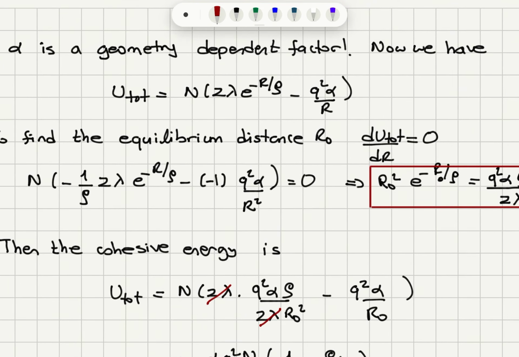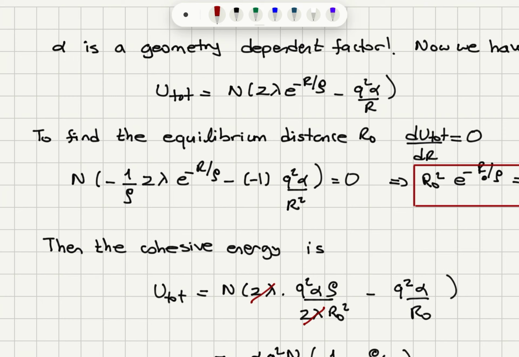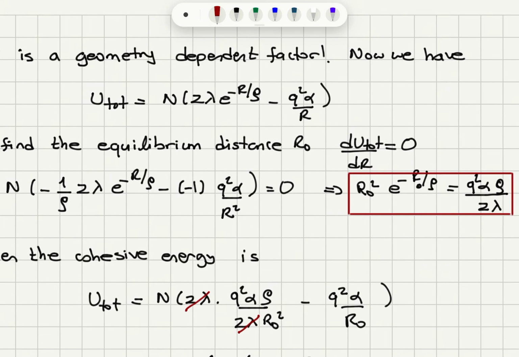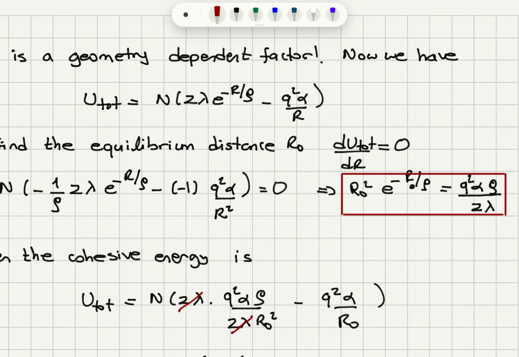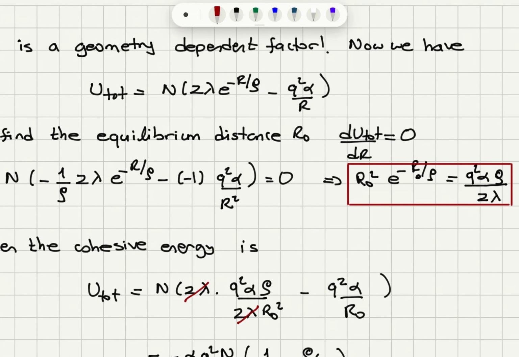So to find the equilibrium distance R0 between atoms, I have to take its derivative with respect to R and evaluate it at 0. So the derivative will give me Z lambda times minus 1 over rho e to the minus R over rho, and then minus the derivative of 1 over R will give me minus 1 over R squared Q squared alpha, equals 0. So this will give me R0 squared e to the minus R0 over rho equal to Q squared alpha rho divided by Z lambda. So that's what I obtained from this equation. This is satisfied by the equilibrium distance R0.